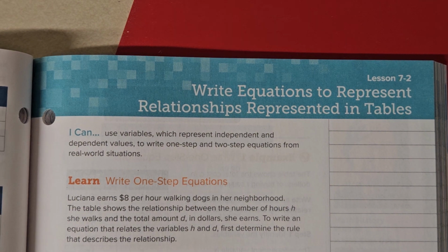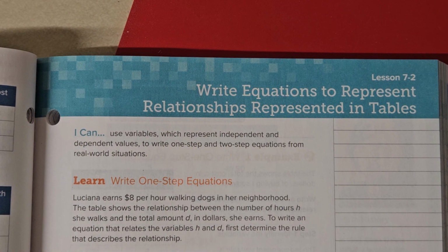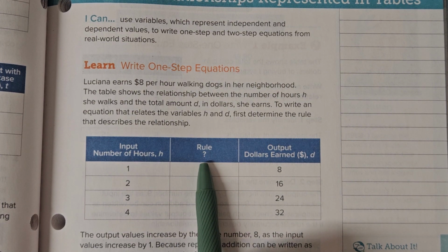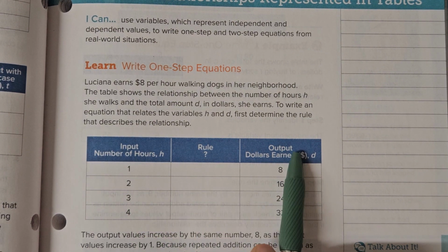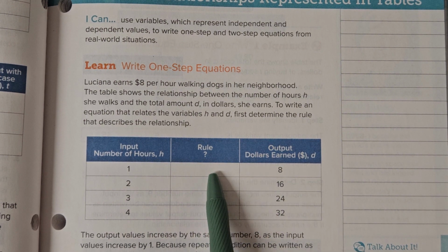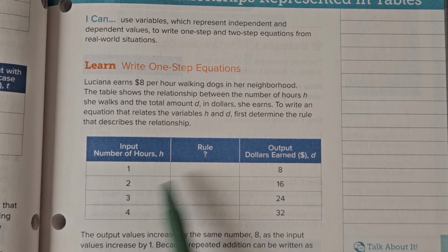Good morning. Lesson 7-2, write equations to represent relationships. Before, in the previous lesson, we were given the rule, and then either given the input or the output, we could find the other one. But in this case, they're going to make us find the rule, and the rule is really a relationship between the numbers. How do the two numbers interact?